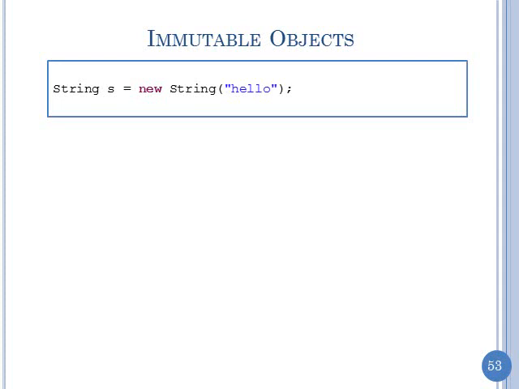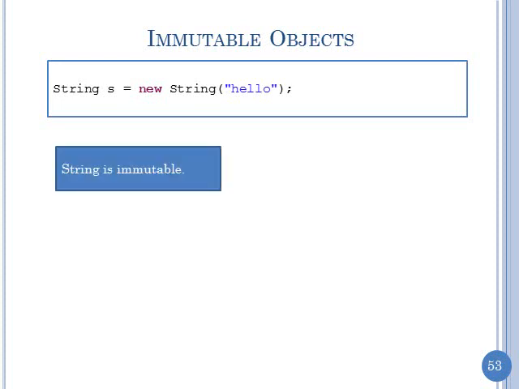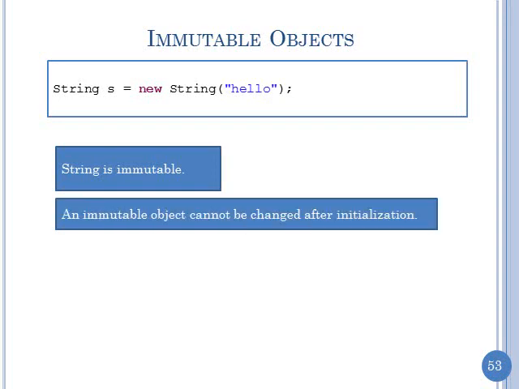Have you guys heard this term? Immutable objects? Okay, these are objects that you can't just change. No setters at all. And string is an example of that. If I've said string s is assigned new string hello, I can't go and change the string object later and make it goodbye. String is immutable. An immutable object cannot be changed after initialization, and you cannot create immutable objects without constructors.